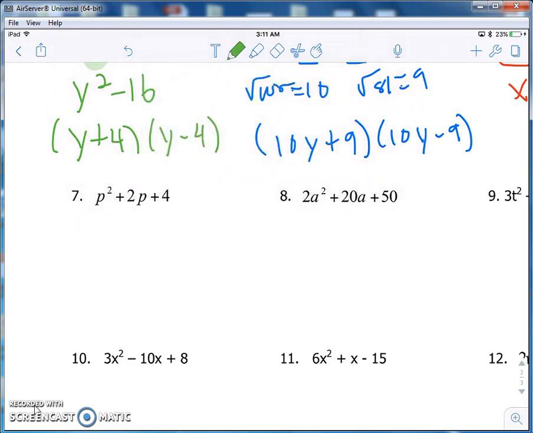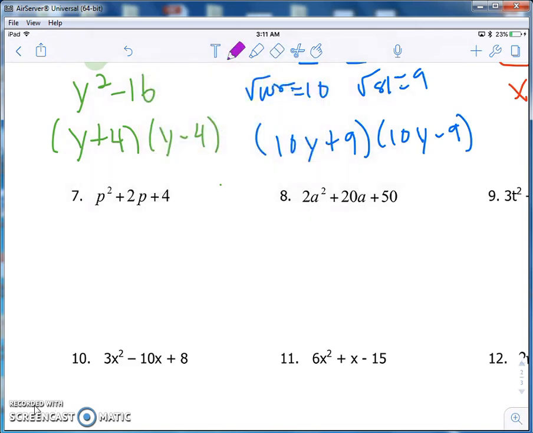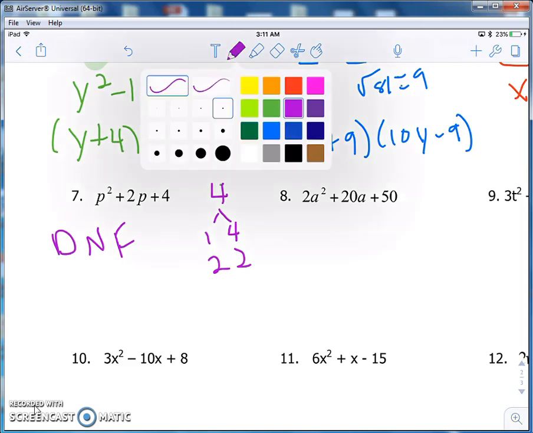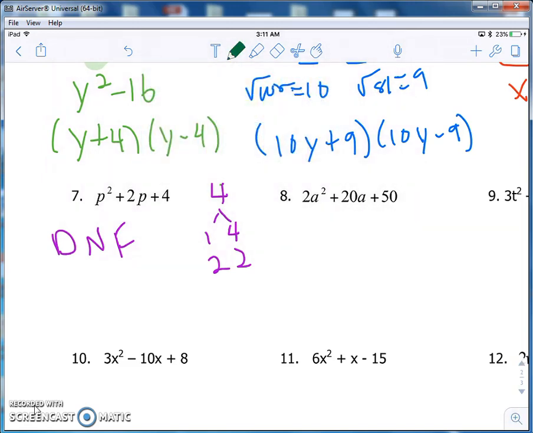Alright, so number 7, we're looking at two numbers that multiply to be 4 but add to be 2. Our factors of 4 are 1 and 4, 2 and 2. Neither of these work. This is a does not factor. Be careful on the test if you're finding a lot of does not factor. It might just end up that you are not factoring it. It might actually factor.